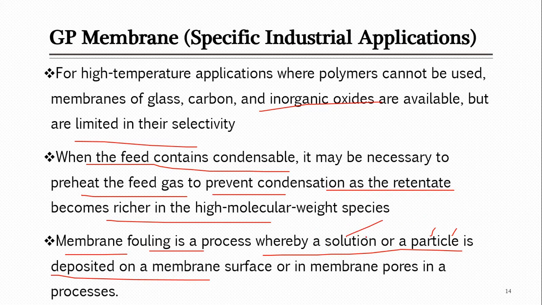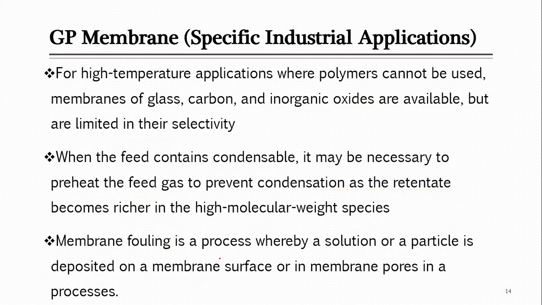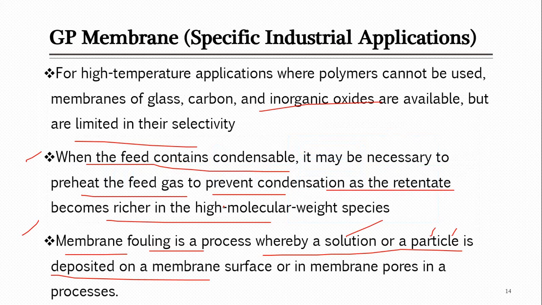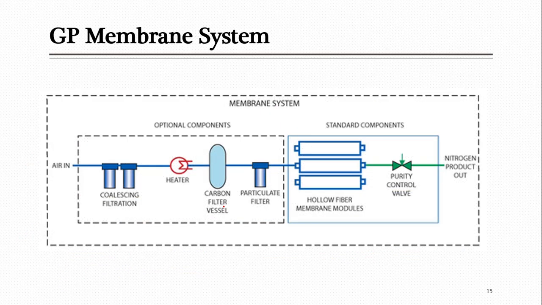For example, even if you are separating hydrocarbons, heavier hydrocarbons can accumulate on the surface of the membrane. Sometimes particles can also be there in the gas stream, so they can also accumulate on the surface of the membrane, and they will create an external resistance for the passage of other components through the membrane. So in order to avoid these two problems, the condensation problem and membrane fouling, and some other problems, membrane systems are designed in such a way that you can minimize, although you can't totally eliminate, but at least reduce these problems.